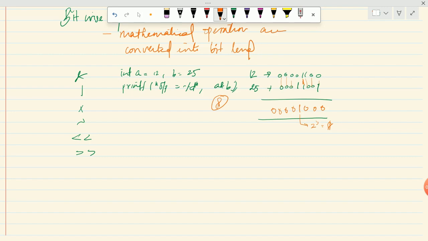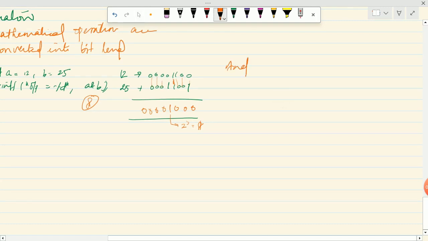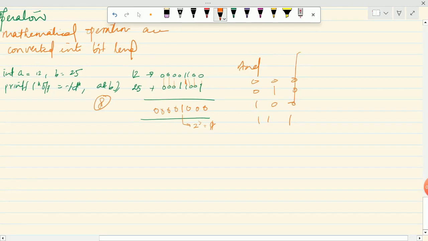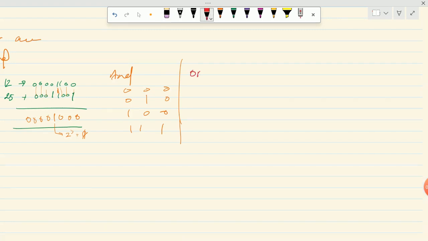In the same way, bitwise OR means if any one is 1, then the output will be 1. That is for AND. So for OR, if either bit is 1 then the output is 1.